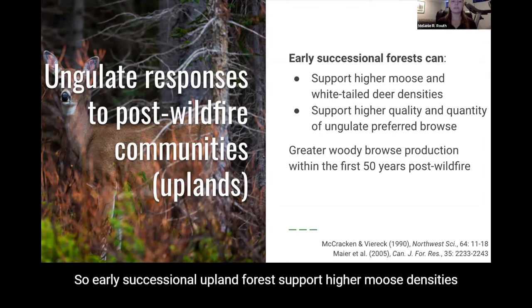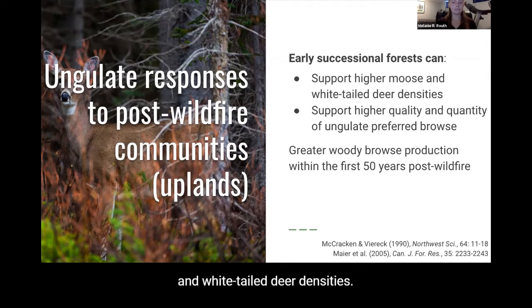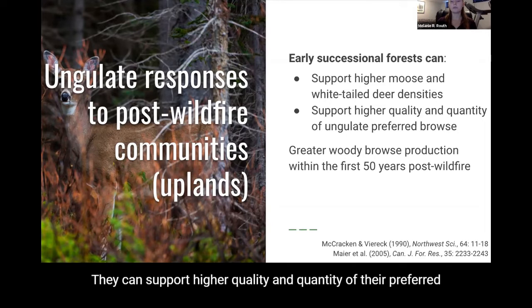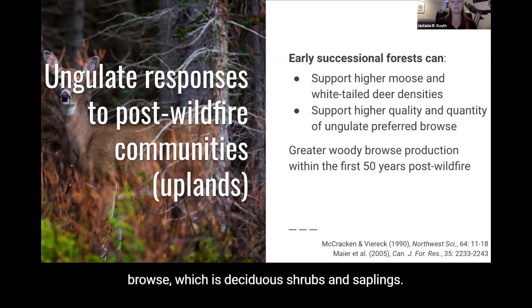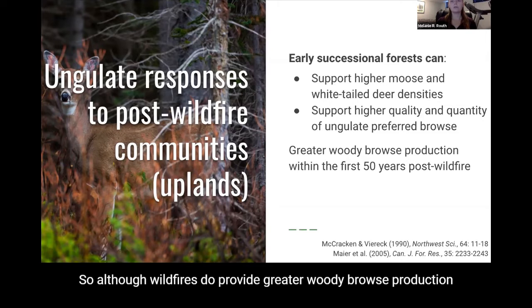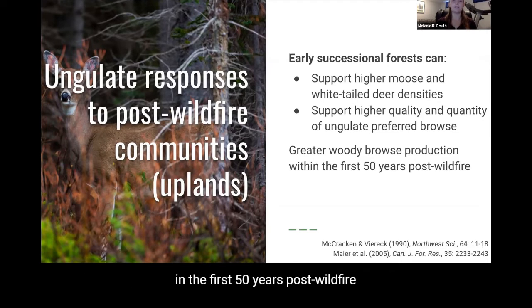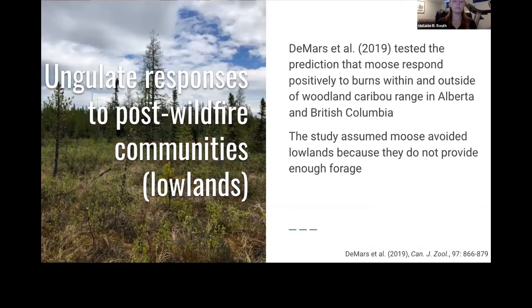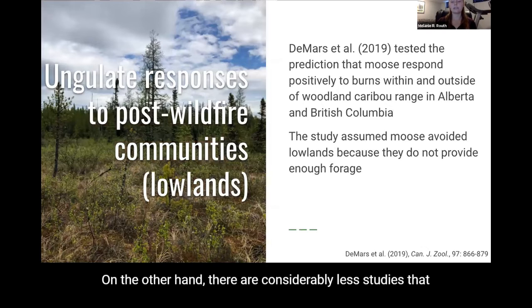So early successional upland forests support higher moose densities and white-tailed deer densities because they can support higher quality and quantity of their preferred browse, which is deciduous shrubs and saplings. So although wildfires do provide greater woody browse production in the first 50 years post-wildfire, it's really maximized at 10 to 35 years post-wildfire.